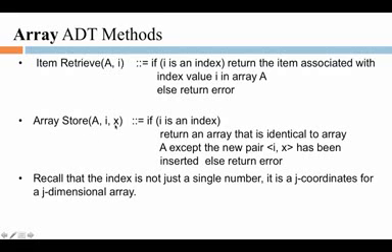Store A, I, comma x: if I is a valid index, the array location indexed by I will contain the value x. Otherwise, you will get an error. I'd like you to recall that the index is not just a single number, it has j coordinates for a j-dimensional array, though I have written it as a single value I here. Depending on the dimension of the array, this index I will be an appropriate entity. If it's a one-dimensional array, it's a single value. If it's a two-dimensional array, it is a two-tuple indexing into the array, and so on.